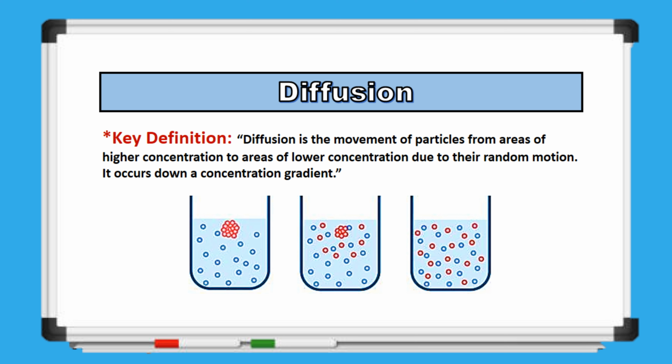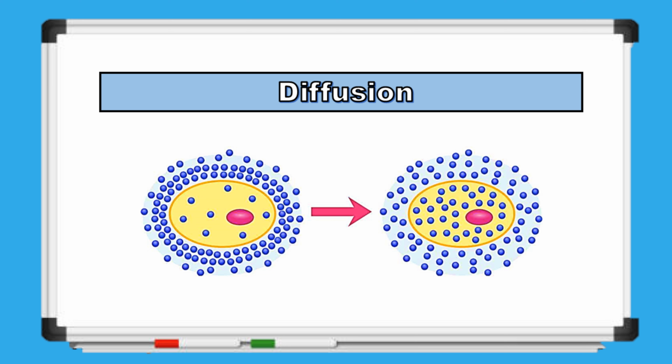When particles are higher in concentration outside the cell and lower inside, they move into the cell through diffusion. This occurs down the concentration gradient, meaning the particles move from the area of higher concentration, which is outside the cell, to the area of lower concentration, inside the cell.